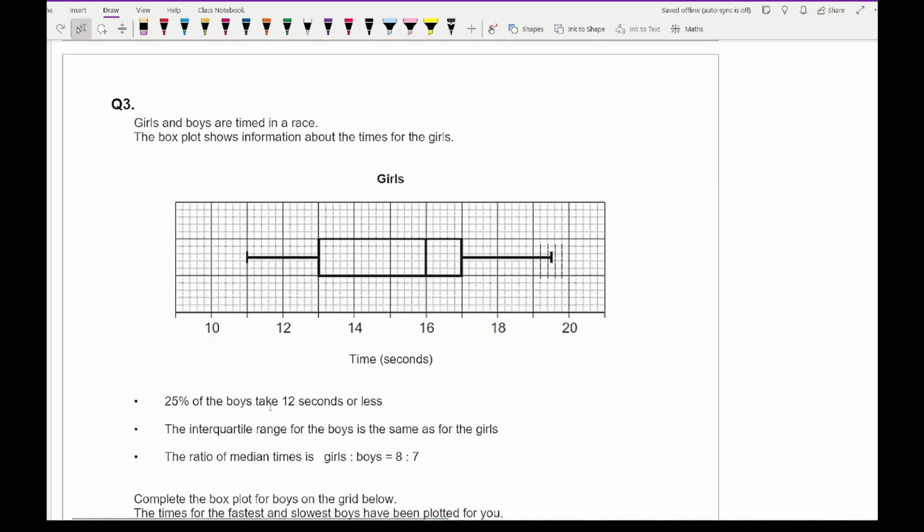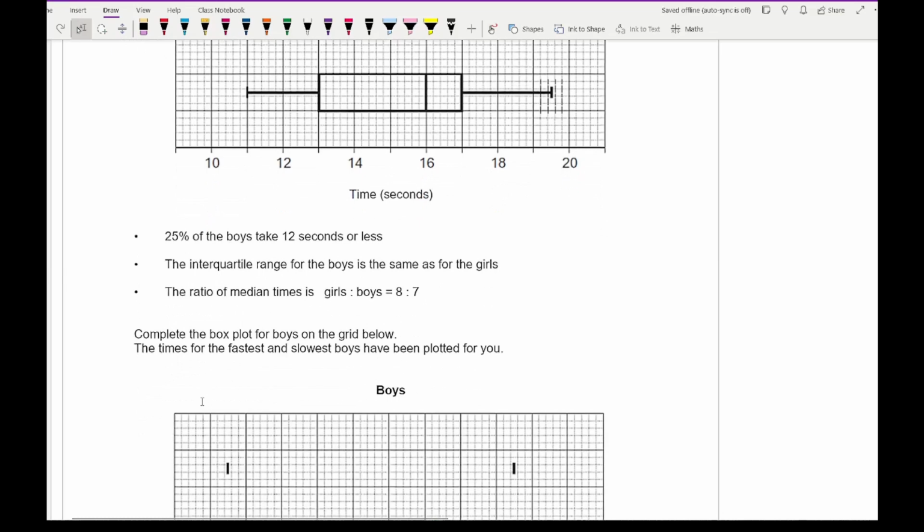It says girls and boys are timed in a race. The box plot shows information about the times for the girls, and here we've got it, and it says 25% of the boys take 12 seconds or less. The interquartile range for the boys is the same as the girls, and the ratio of the median time, girls to boys, is 8 to 7.